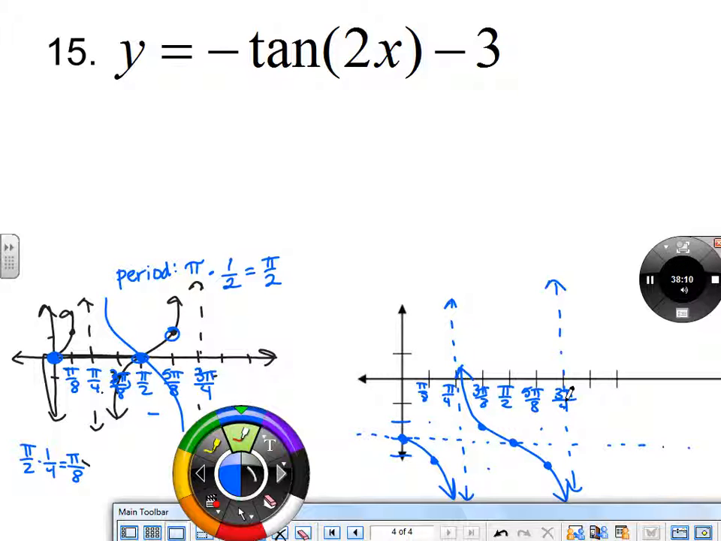Notice that with the tangent graph, the vertical reflection and the horizontal reflection kind of look the same. Okay. Because what they do is they essentially just make the curve appear to be traveling in the other direction than how we saw it before. Okay?